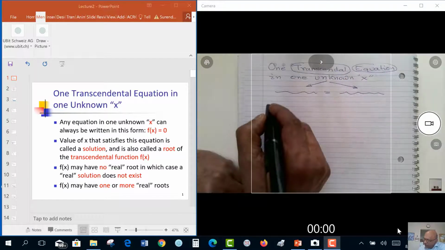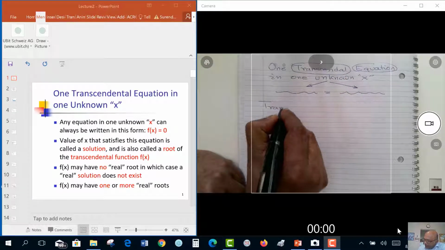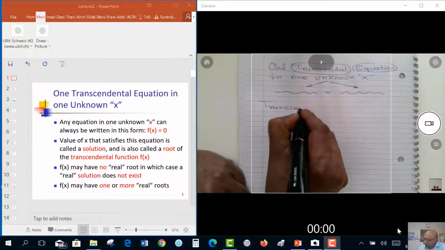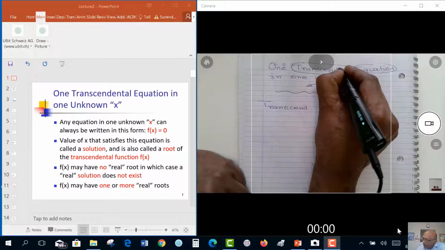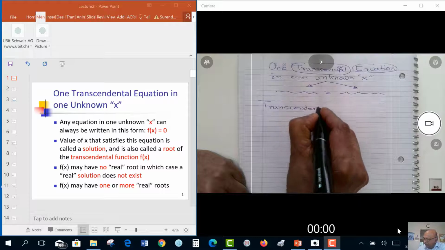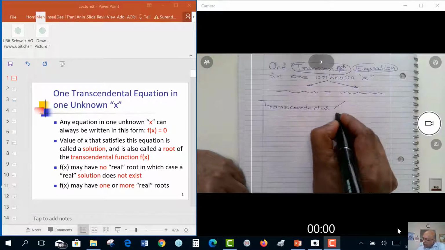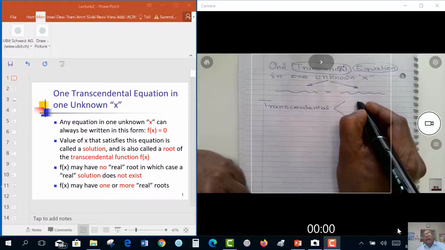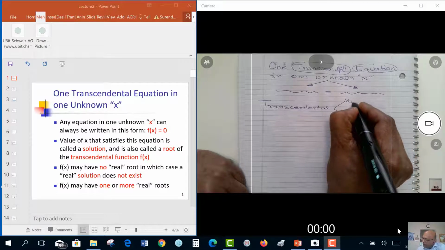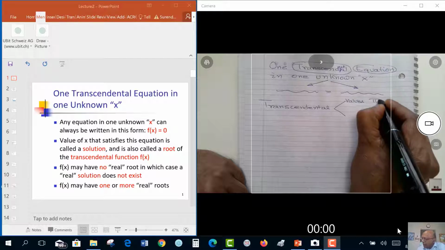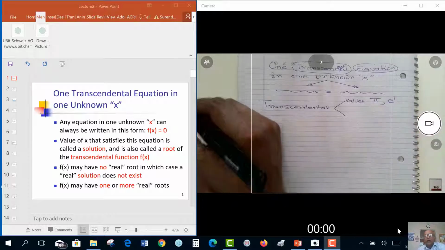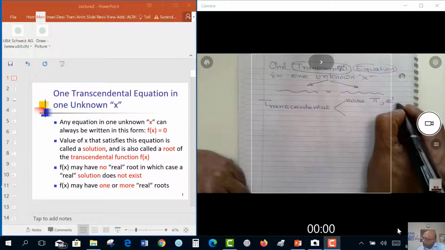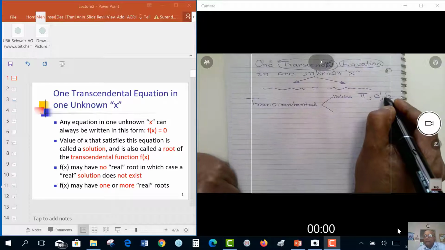Let's see what we mean by transcendental. So a transcendental value or a function is which cannot be calculated, which cannot be expressed exactly. So let's look at some kind of values that are transcendental. So pi cannot be expressed exactly. E to the power 1 cannot be expressed exactly. Square root of 2, for instance.